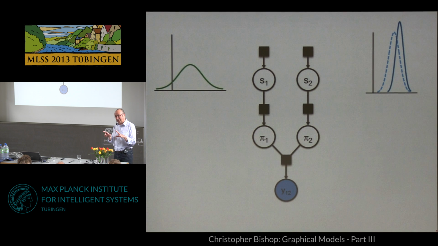Remember, that was a head-to-head node. When we talked about conditional independence, we said that these two things are independent. The skill of player 1 and the skill of player 2 are quite independent of each other. But now we observe that player 2 beat player 1.